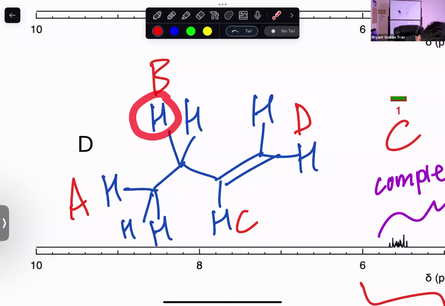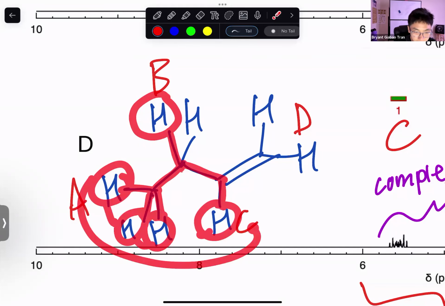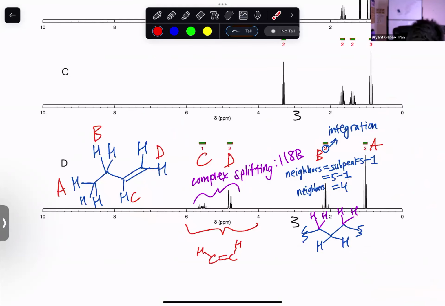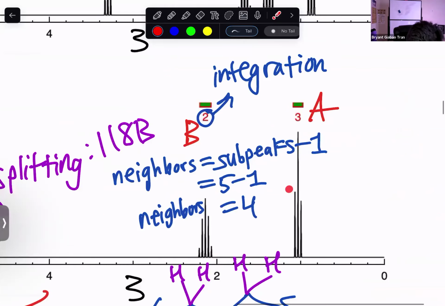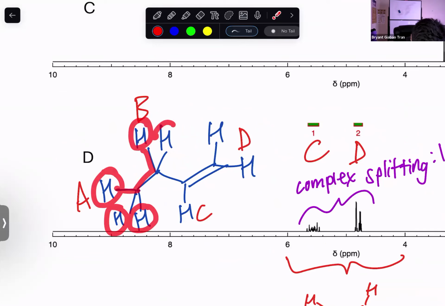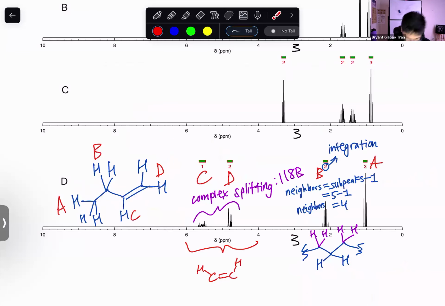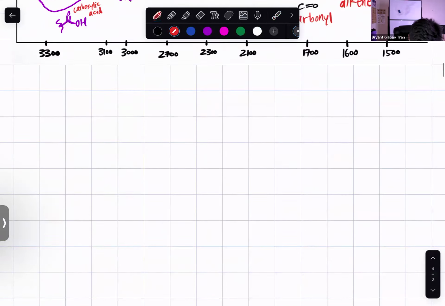Let's start with this hydrogen here. 1, 2, 3. That's 1 neighbor. 2, 3, 4 neighbors. These are its 4 neighbors here. So that checks out. Now for A, it will have 2 neighbors because it has 3 subpeaks: 1, 2, 3. Starting at either one of them, it doesn't matter which one, if you go 1, 2, 3, these are its 2 neighbors here. Its 2 neighbors are those B hydrogens. So that's how you analyze that. Okay, let's move on to the next one.